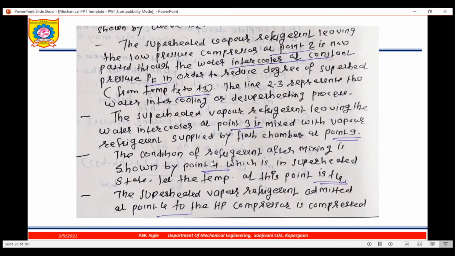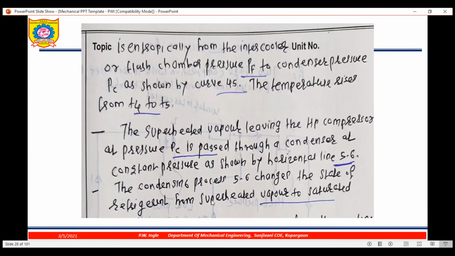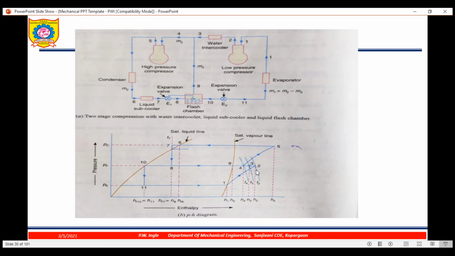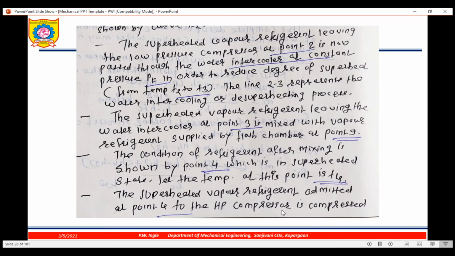Now next. The superheated vapor refrigerant leaving the low pressure compressor at point 2 is now passed through the water intercooler at constant pressure PF in order to reduce the degree of superheat from T2 to T3. So here the degree of superheat will be reduced from 2 to 3. These temperature lines are also shown here. Now next is the line 2 to 3, which represents the water intercooling or de-superheating process.